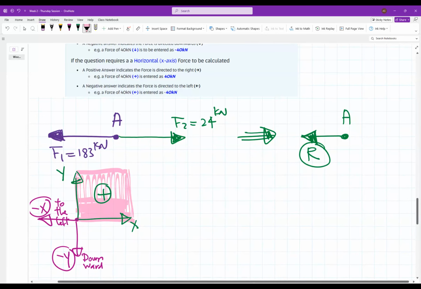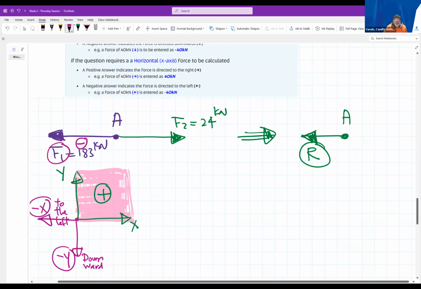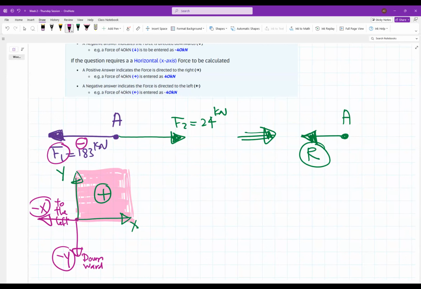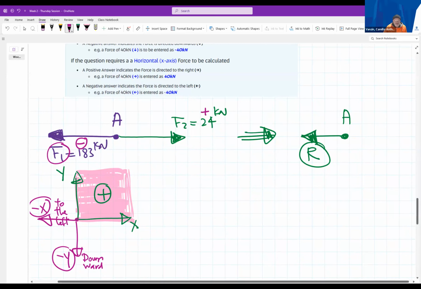Is that clear? Okay, so now when we apply it in the formulas, is this F1 positive or negative? Negative. Why negative? Because it is going to the left, opposite of our agreed direction. So what is F2, positive or negative? Positive, because it is to the right.